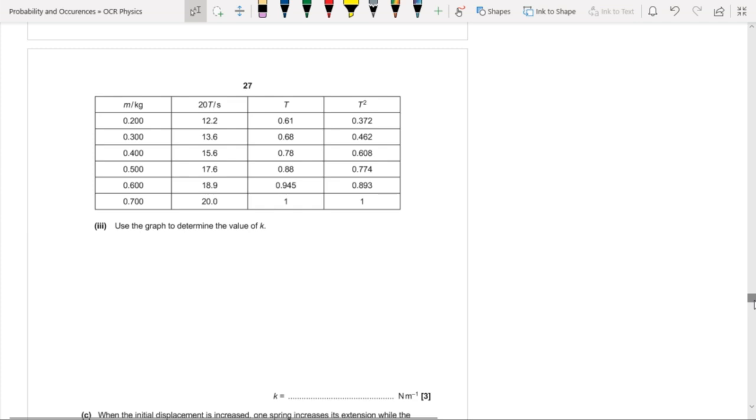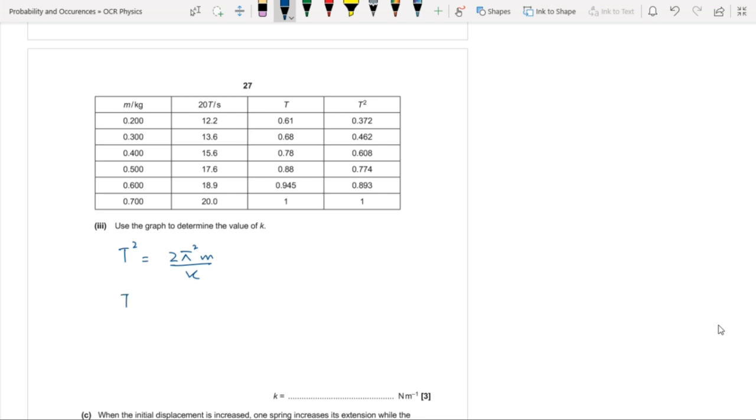Use the graph to determine the value of k. All right, the equation for T squared was given to us. T squared equals 2 pi squared m over k. So the plot is given. On the x-axis we have the mass, and on the y-axis we have T squared.